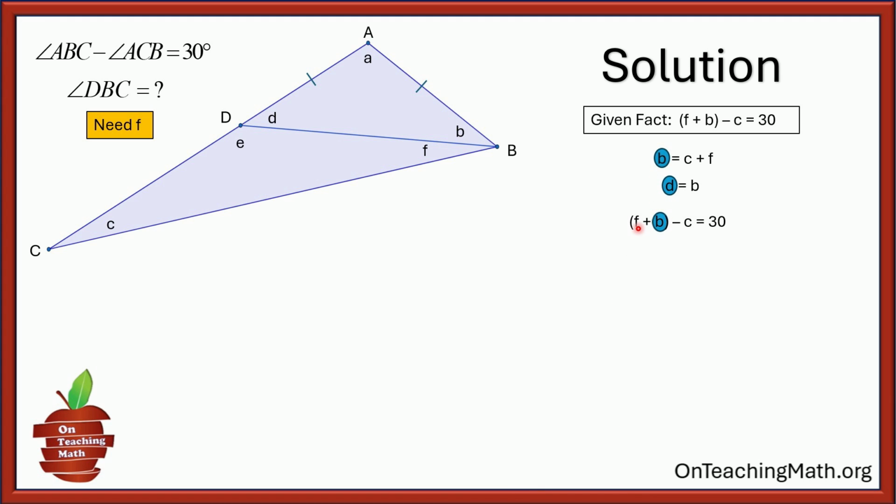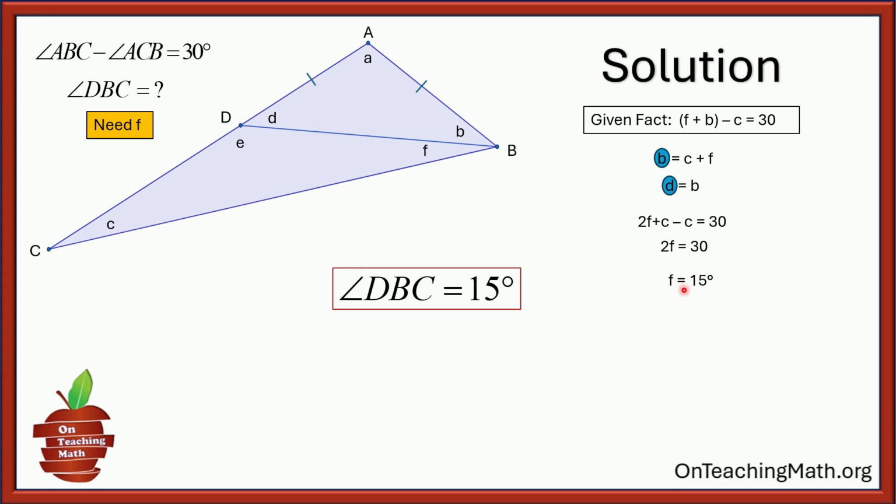So because F plus B minus C is equal to 30, and I know that B is equal to C plus F, I'm going to go ahead and substitute that value in right there, right? And then if you look what's going to happen right here, F plus F is 2F, C minus C is 0. So we're going to end up with 2F plus C minus C equals 30, so 2F equals 30. So F is 15 degrees. I think that's a pretty cool problem.